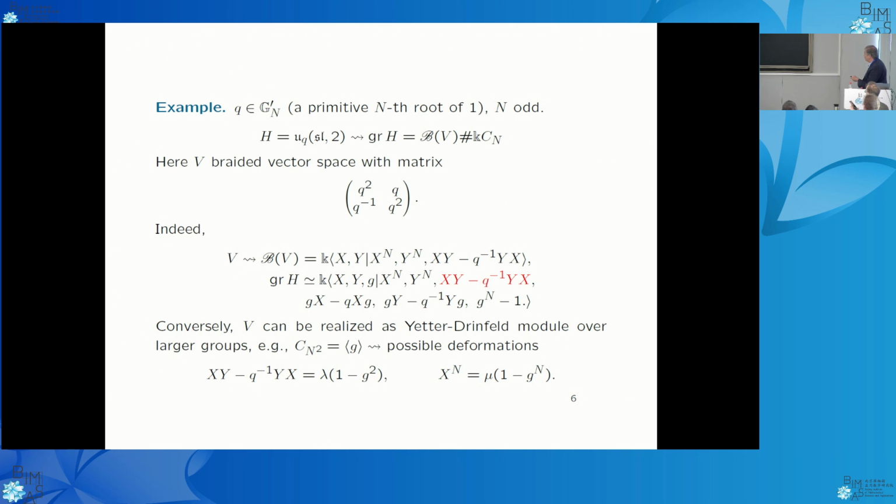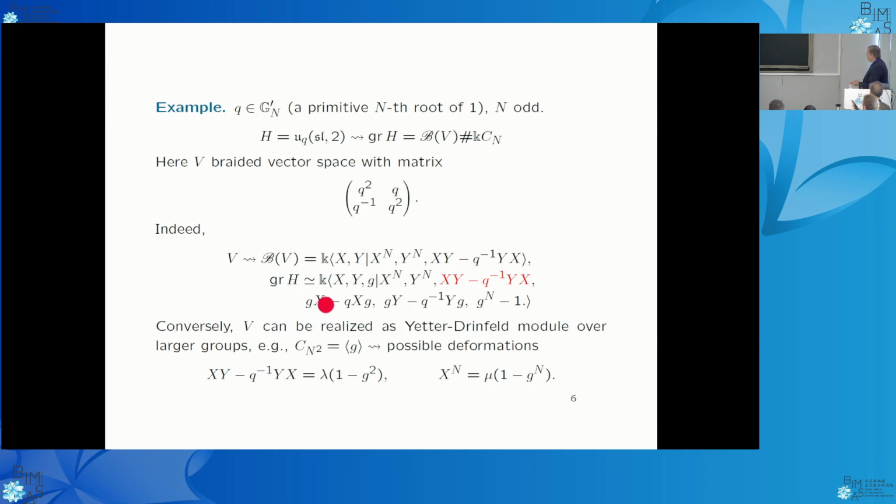I want to give an example of how this situation looks. Suppose that you have a primitive n-th root of unity where n is, for simplicity, odd, and take H to be U_q of sl_2. Then gr H is B(V) smash the group algebra k C_n, where C_n is the cyclic group of order n, and V is a braided vector space of diagonal type with this braiding matrix, so that B(V) is generated by x and y with these three relations: x^n, y^n, and xy minus q^{-1} yx. And gr H is k<x, y, g> with these relations, and this is the action of g.